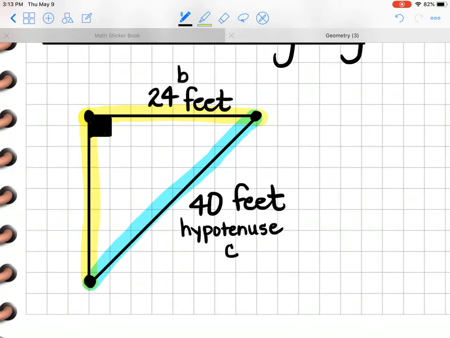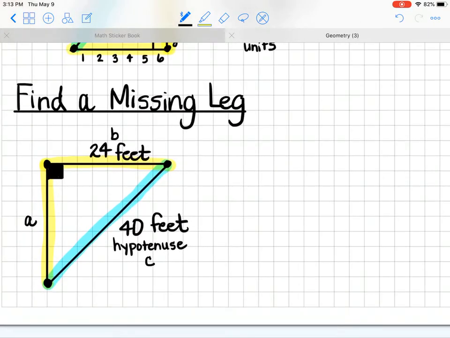And I'm just going to let this be B. It could be A, it doesn't matter. It just has to be one of the legs. So let's do this problem. I have a squared plus b squared equals c squared. That's Pythagoras' recipe for solving this problem.